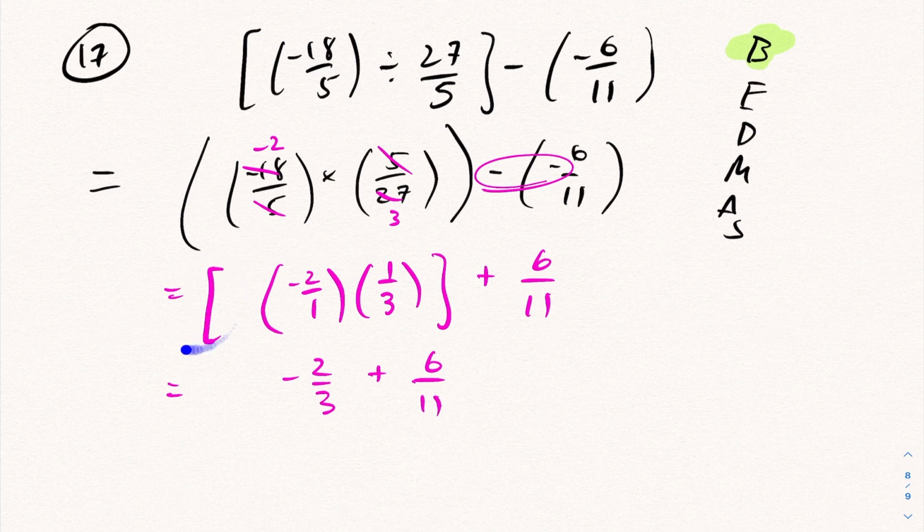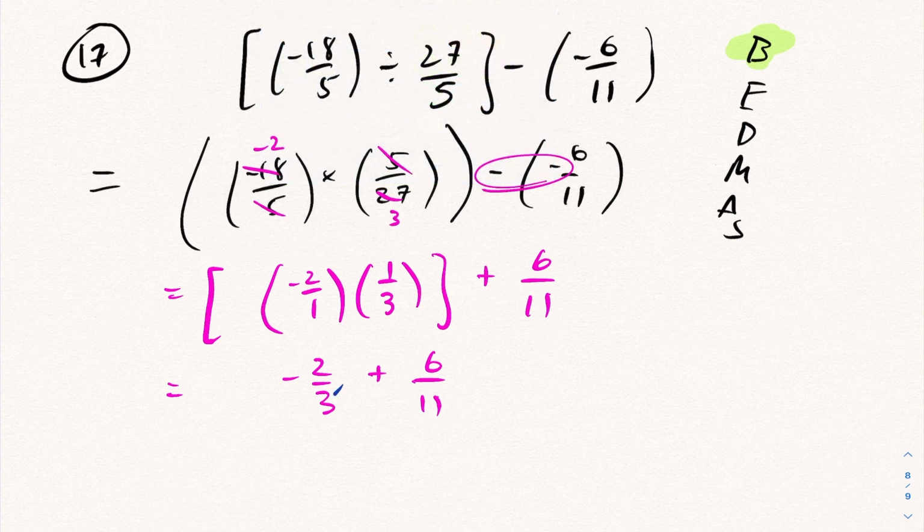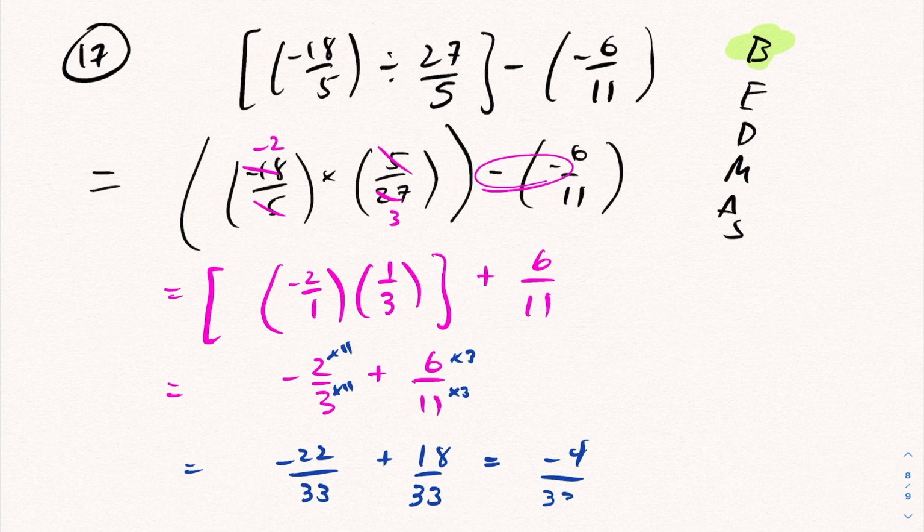Notice here I dropped the big brackets around the outsides and there's nothing left to reduce, so tops with tops, bottoms with bottoms. And now we've simplified this question to something far easier. So now I'm looking for a common denominator, in which case it's going to be 33. So I'm going to multiply top and bottom by 11, top and bottom by 3, and we get negative 22 over 33 plus 18 over 33 is equal to negative 4 over 33.